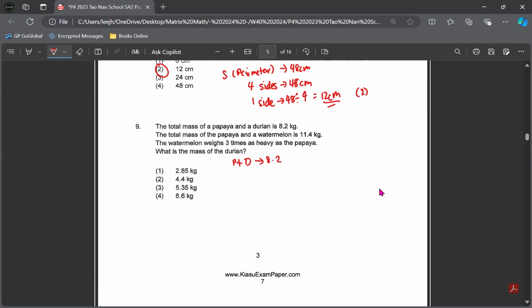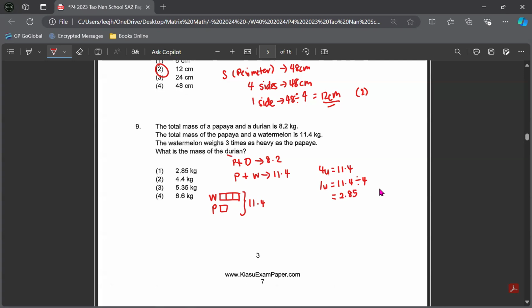is 8.2. But then papaya plus watermelon is actually 11.4. So there's a comparison here that says watermelon is 3 times as heavy as papaya. So we write down watermelon and papaya. Watermelon 3 times as heavy, watermelon will be 3 units, papaya is 1. So watermelon and papaya, you know that the total is 11.4. So we can see now 4 units is 11.4. Look for 1 unit, 11.4 divided by 4, which is 2.85. 1 unit is 2.85.